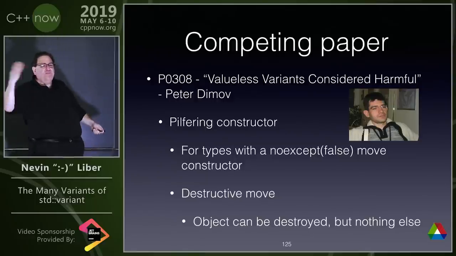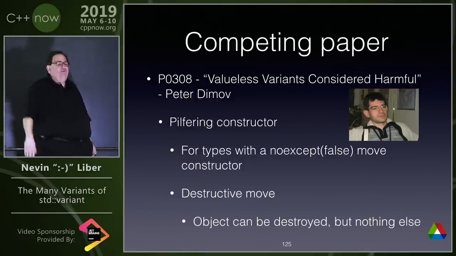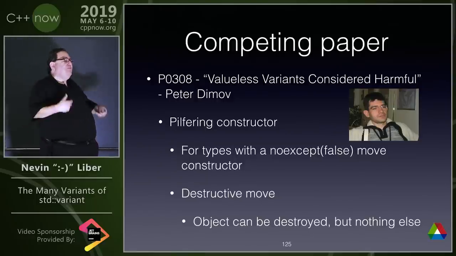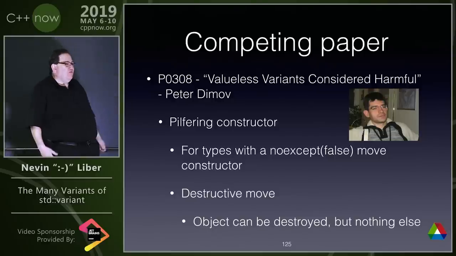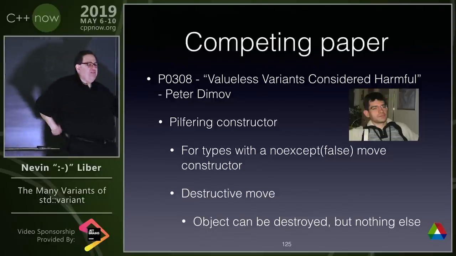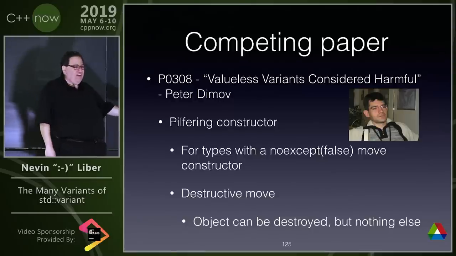Destructive move is kind of an even weaker set of invariants than what move normally keeps for your class invariants. Destructive move is a slightly weaker set that allows you to destroy the object, but you can't do anything else with it, including assign to it.